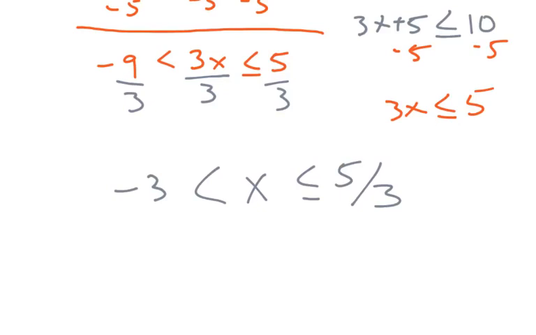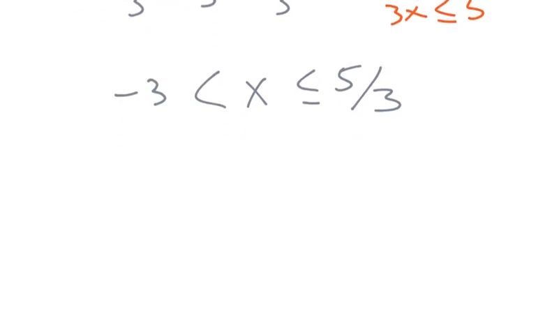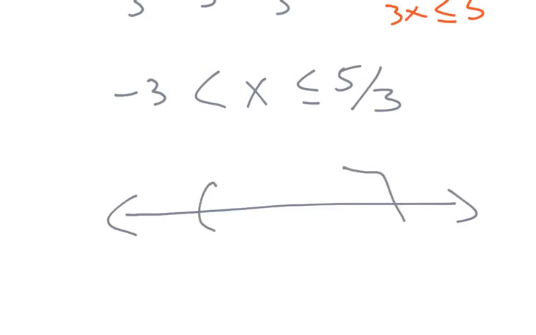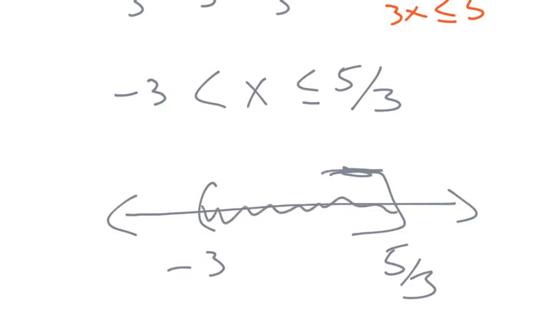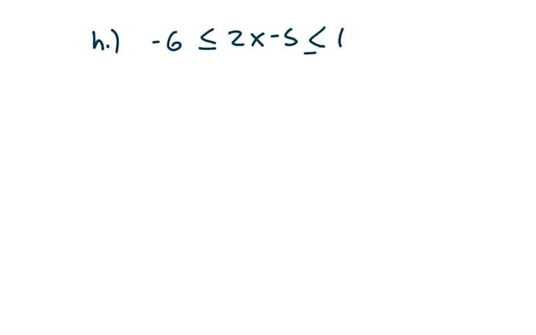And that's it. And that 5/3 looks a little intimidating, but this is just saying between negative 3 and 5/3. Notice here we have lines because this is a line, or in other words, it's including 5/3. Okay. If you haven't done so already, this is supposed to be a 5.